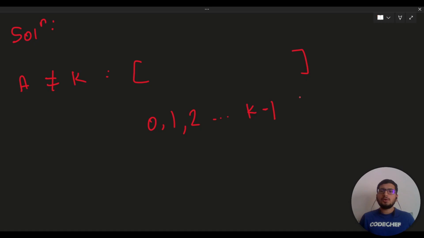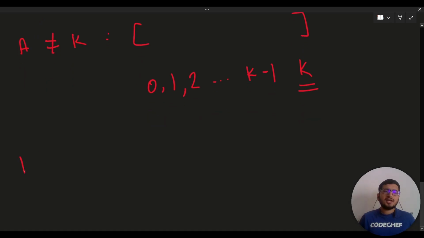Only then are we going to be able to insert k here. So from 0 to k minus 1, we have k elements, and the kth element itself is one more element. So in total, there are k plus 1 elements. Now, it's not that we don't have any elements available here, right? We already have some elements, and we are assuming that k is not here.